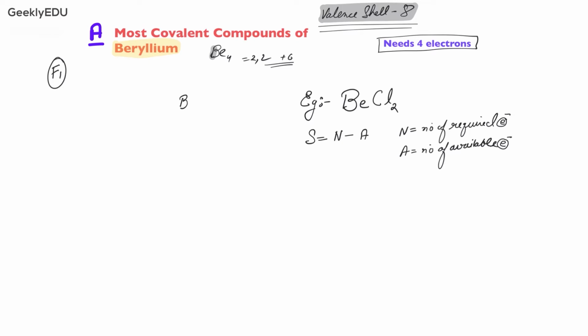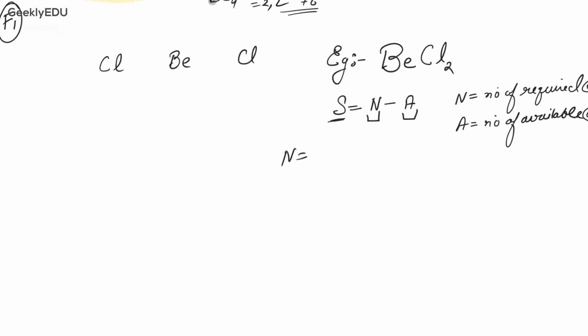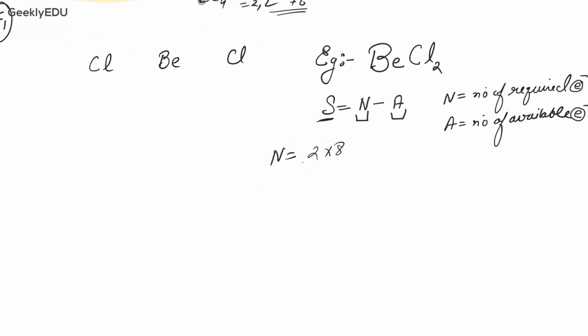BeCl2. Remember, the first step was to find the most symmetrical structure, and that is Be flanked by Cl on both sides. Now, the number of shared pair of electrons can be calculated by calculating N and A. So let's quickly calculate N. Now, for N, what do you have? You have 2 atoms of chlorine, right? Chlorine wants 8, that is 16, plus beryllium, instead of 1 times 8, it will have only 1 times 4, right? So that comes out to be 20.